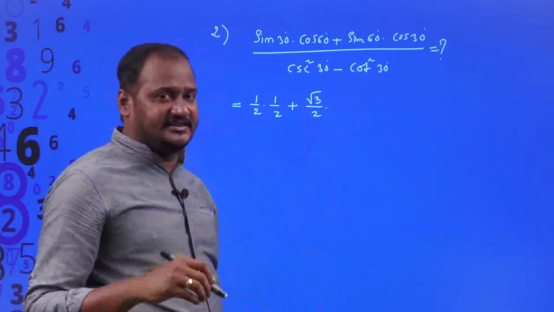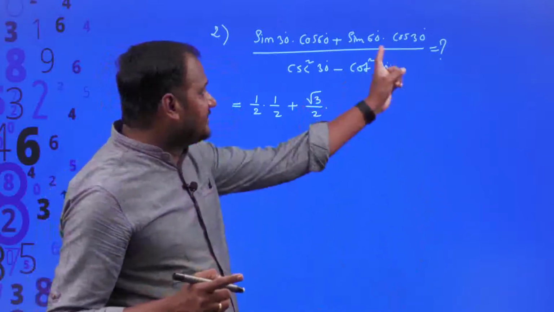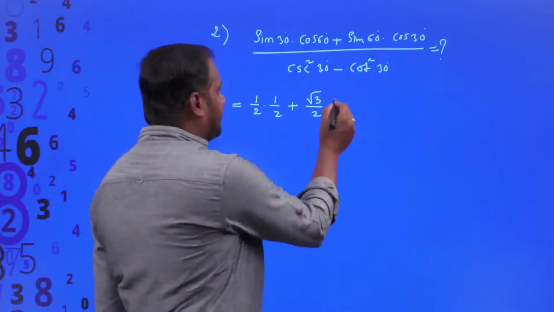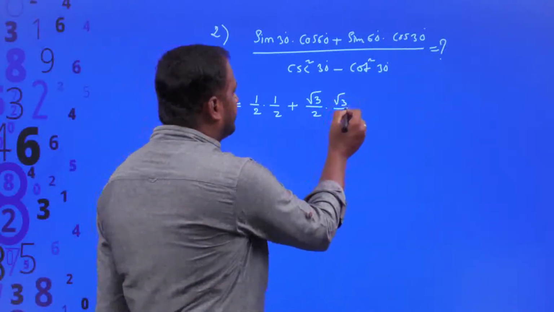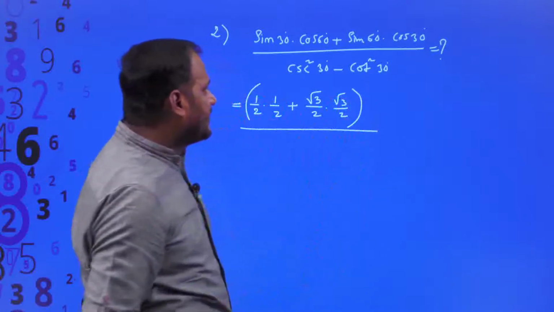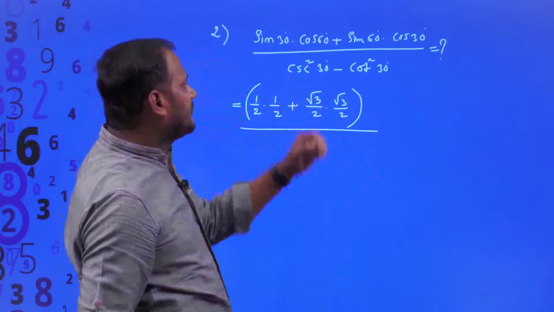You know that sin 60 and cos 30 are equal because 30 and 60 are complementary angles. We had a discussion about that. So the value of cos 30 is also going to be root 3 by 2. That is about the numerator. Coming to the denominator, cosecant square 30.